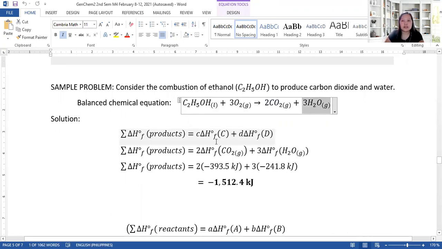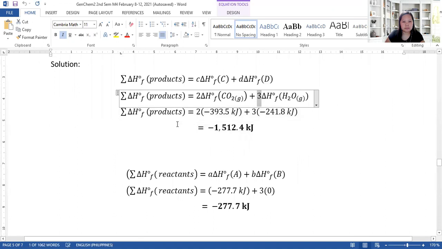All right, so just put the coefficient of each product into the equation for the sum of the enthalpy of formation of the products. That's why I have here 2, which means there is a coefficient of 2 for the carbon dioxide, and then 3 for the H2O. And for you to get the sum of the enthalpy of formation of the products, you need to get their values from the table given.